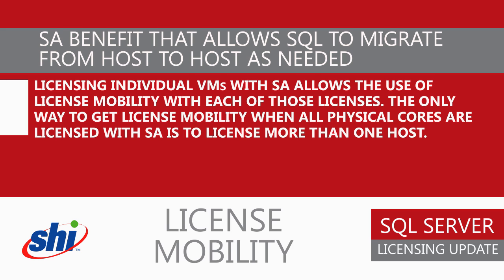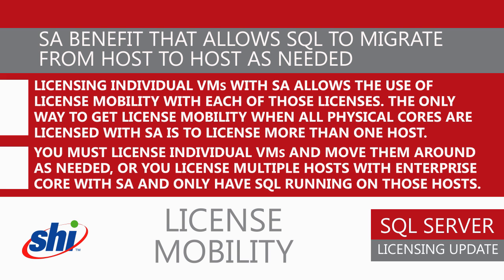The only way to get license mobility when all physical cores are licensed with SA is to license more than one host. This means you must license individual virtual machines and move them around as needed, or you license multiple hosts with Enterprise Core with SA and only have SQL running on those hosts.